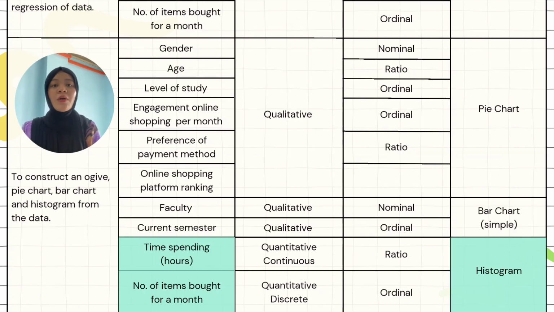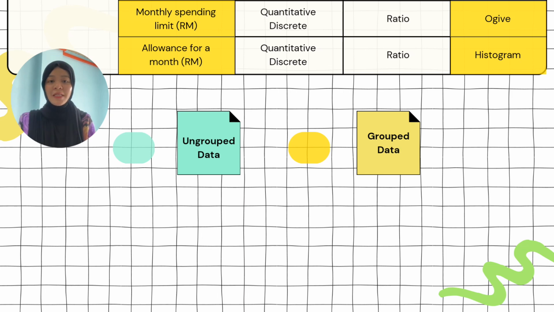Time spending during online shopping and number of items bought per month are ungrouped data, as you can see highlighted. Whereas monthly spending limit and allowance for a month are grouped data. With the previous slide, these highlights represent quantitative data because it is numerical. All of it is ratio measurement except number of items bought, which is ordinal because the data cannot be arranged and has no meaningful 0 point.